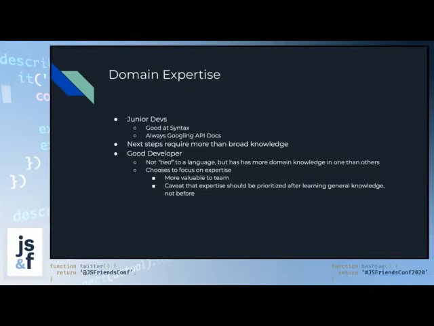A caveat here, though, is that expertise should be prioritized after you're learning general knowledge, not before. If you remember the progression we went through, starting out as a freshman to a junior dev to a developer, the freshman stage is where people are going to learn their general knowledge. They're going to learn what a for loop is, what a switch statement is, basic syntax. Even if they're only planning to do front end, they should still have general knowledge of how a database works and how an API works, just so that they can understand what's happening.